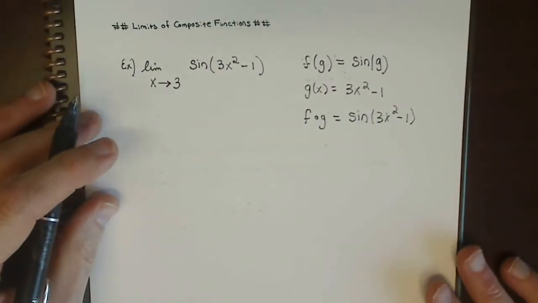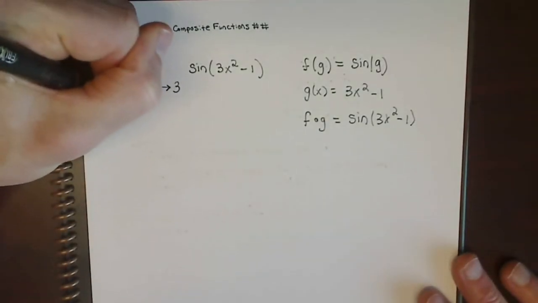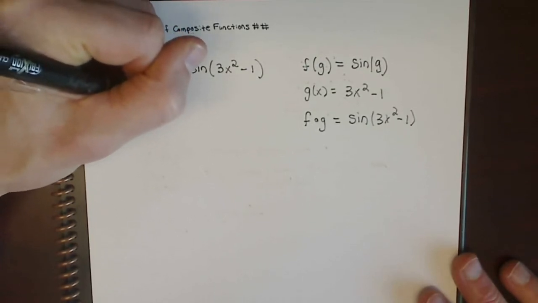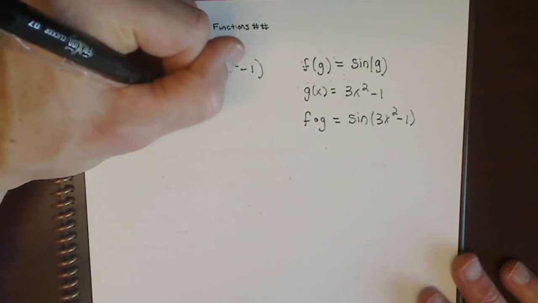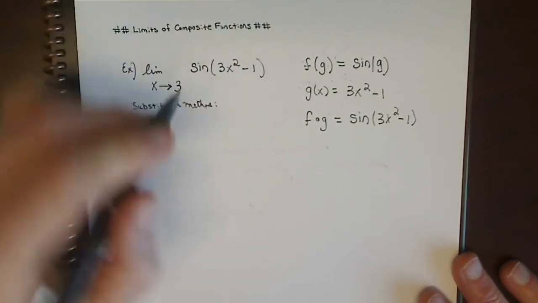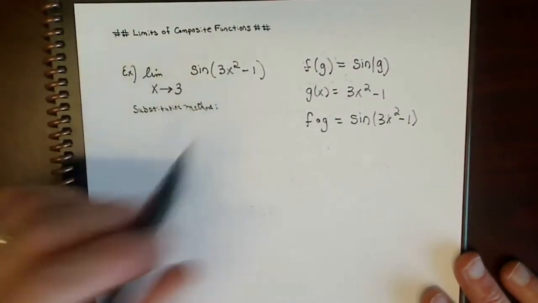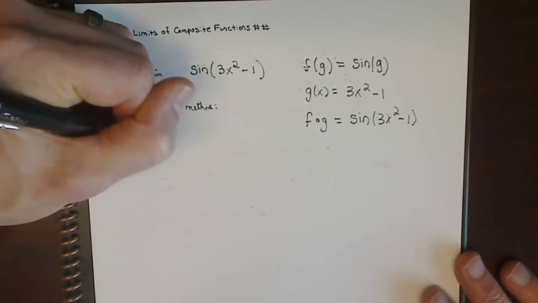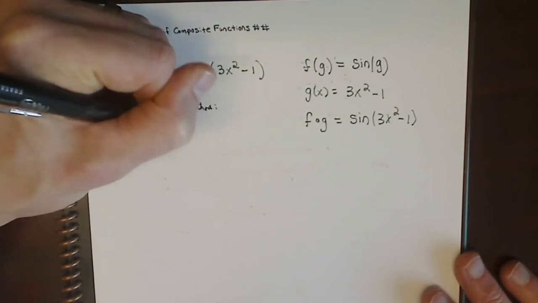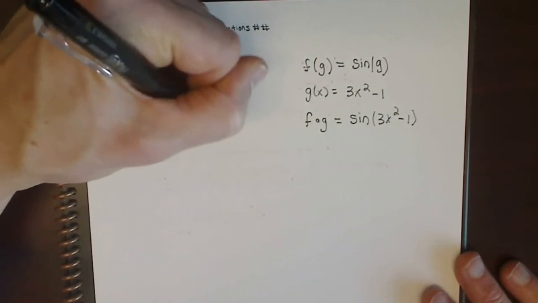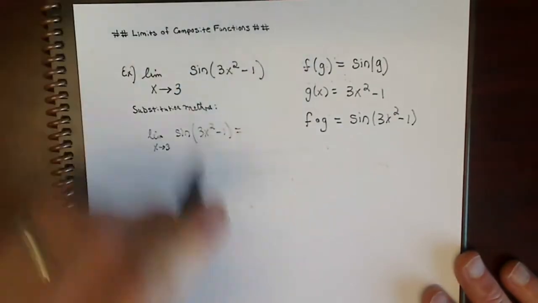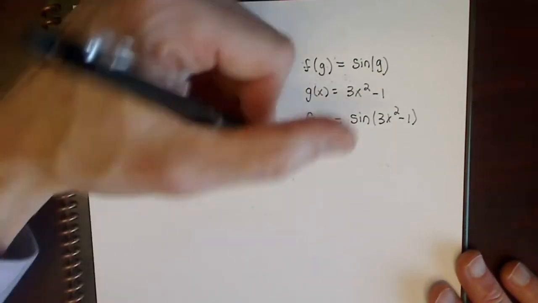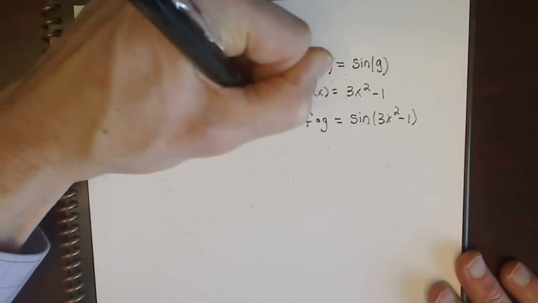Now, to evaluate the limit, we might want to use the substitution method. And it does apply here. Substitution method means that I can just plug that 3 in because this function is continuous and evaluate the limit. And so we get the limit as x goes to 3 of sine of 3x squared minus 1 equals sine of 3 times 3 squared, which is 27, minus 1, which gives you sine of 26, and that's our final answer.